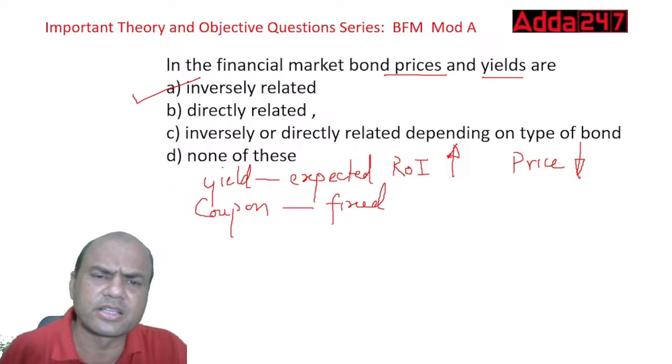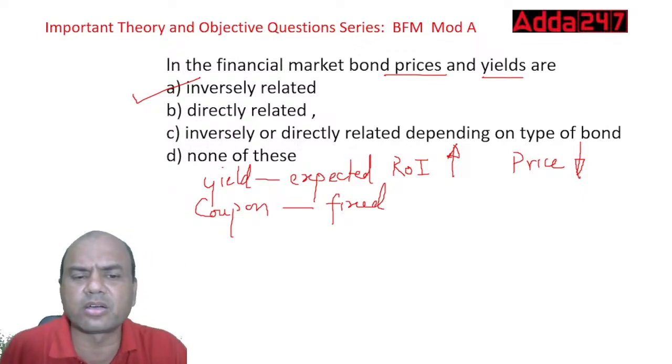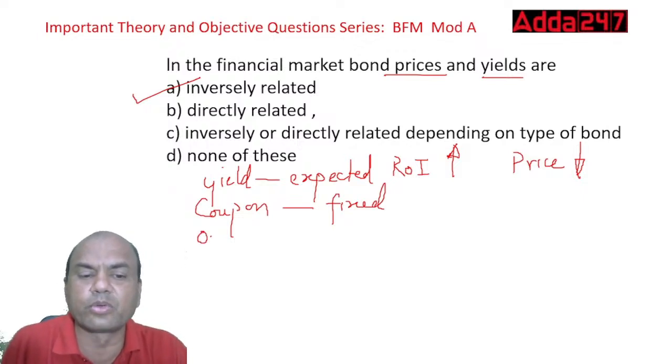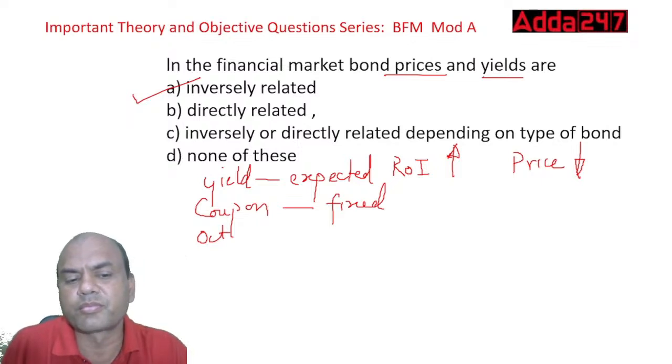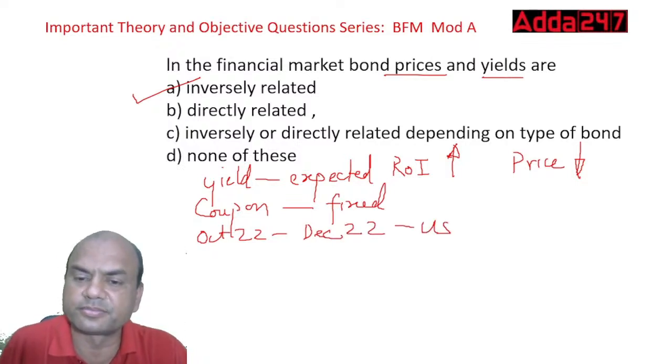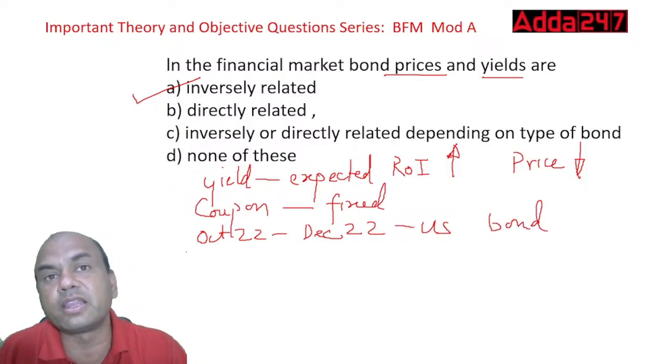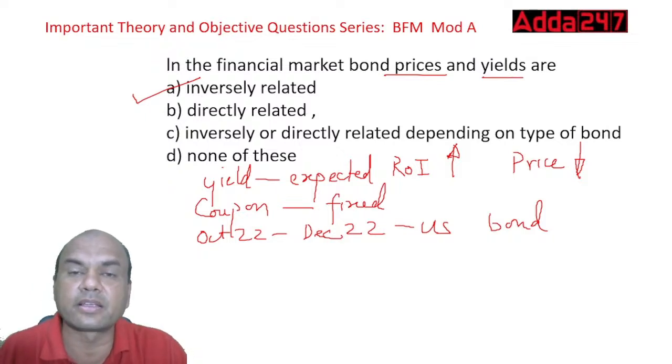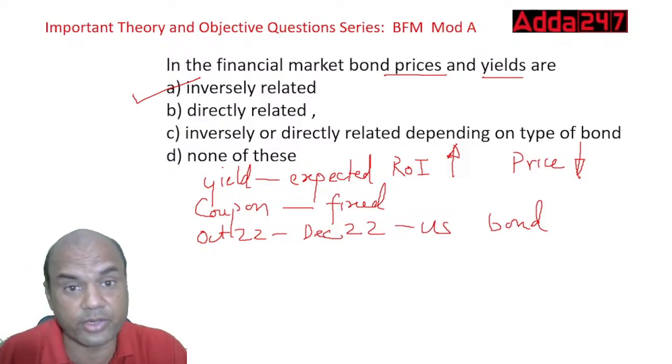You see this, what happened from October 22 to December 22? Just type on Google, check the US bond rates. You'll get this. In the US, the prices of the bond fell like anything. Why? Because the Federal Reserve increased the rate of interest. So that was the point.